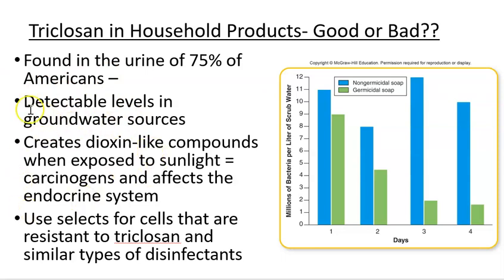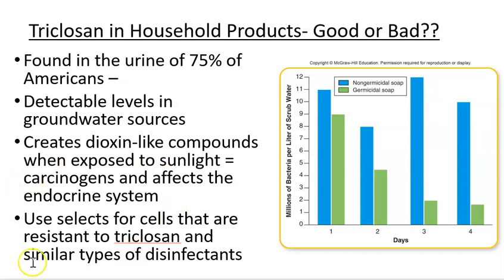And when you expose this chemical to sunlight, it actually creates what are known as dioxin-like compounds, which are carcinogens. These have also been found to affect the endocrine system. And there is a study in Germany where they were actually able to show that triclosan exposure looks like it's causing a change in the sex of frogs that are living in contaminated water. So it's actually causing their hormones to shift, and you will see the male frogs are actually losing characteristics of maleness, and they are becoming more female-like as it is interfering with the hormone signaling in their endocrine system.